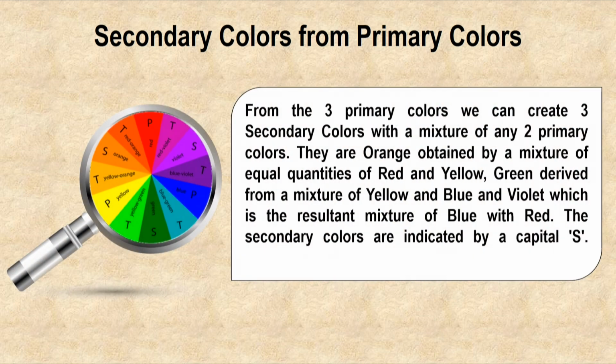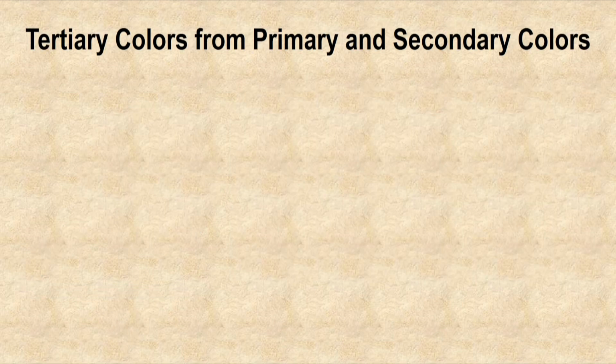So, from the three primary colors we can create three secondary colors with a mixture of any two primary colors. They are orange obtained by a mixture of equal quantities of red and yellow, green derived from a mixture of yellow and blue, and violet which is the resultant mixture of the blue and red. In this manner, secondary colors are produced and they are indicated in this color wheel by the capital S letter.